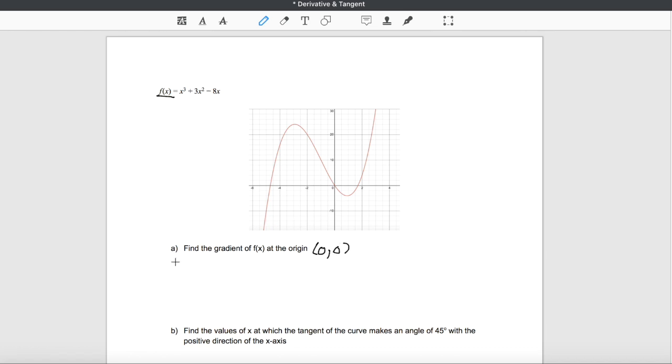So the first thing we need to do is to differentiate f of x. So to find f dash x, hopefully it's quite straightforward by now. That would just be 3x squared plus 6x minus 8. We want to know the gradient when the x value is 0. So what we need to do is plug in an x value of 0 to find the gradient at that point. So 3 times 0 squared plus 6 times 0 minus 8.